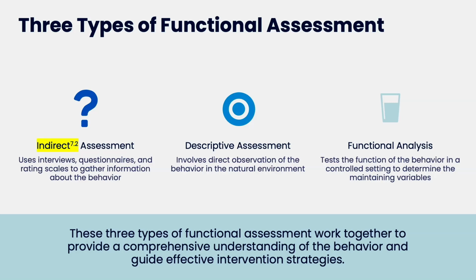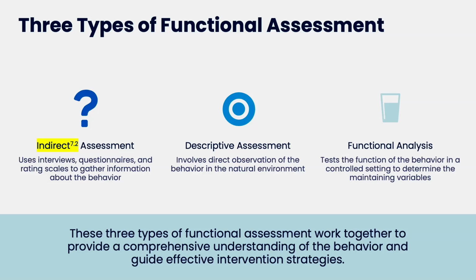And then we have functional analysis. I always say functional analysis, but some people say analog. And this is where we're going to test the function of the behavior in a controlled setting to determine what's maintaining the variables. Similar to preference assessments, very rarely do you do one of these. Occasionally, you might only do functional analysis in some settings. But in general, most people are doing indirect and descriptive within a school setting or home setting. You might add a little bit of functional analysis to confirm your hypothesis of the function.